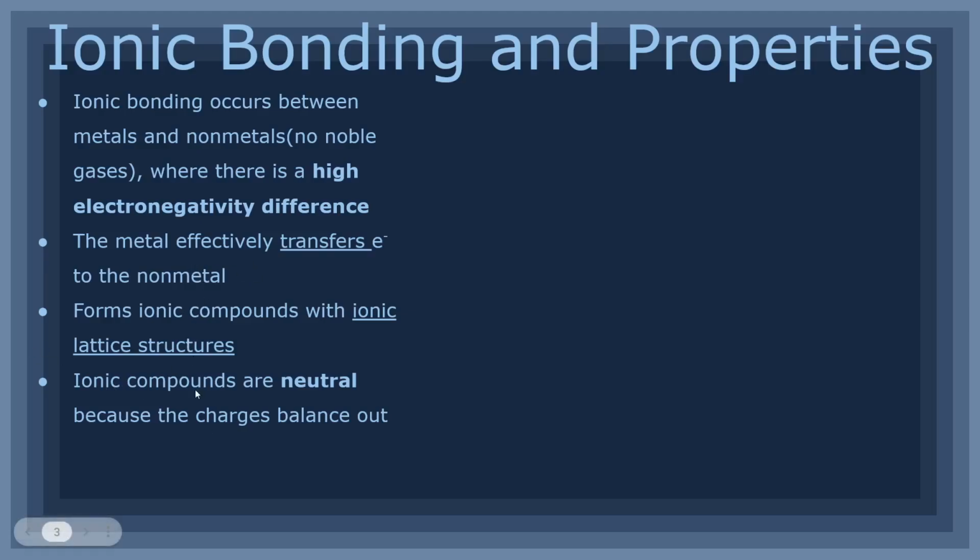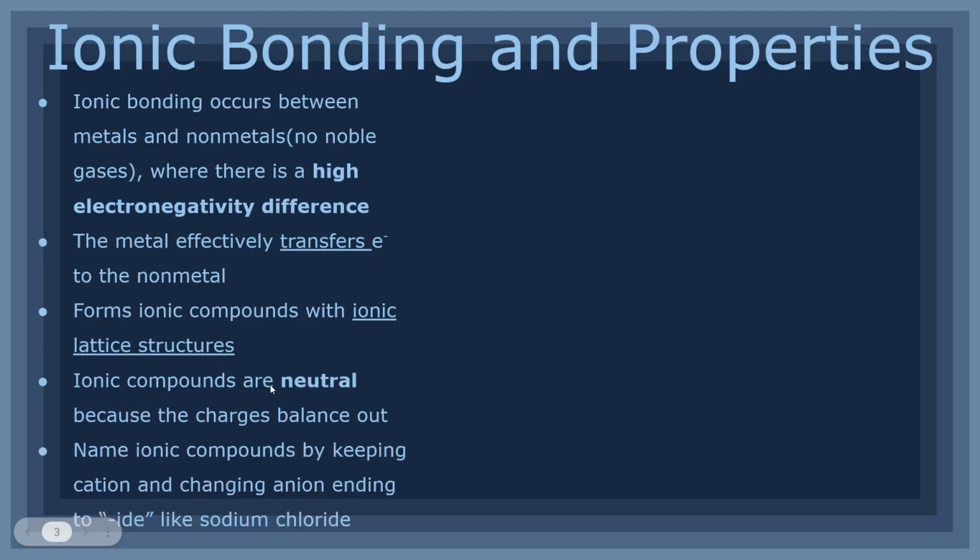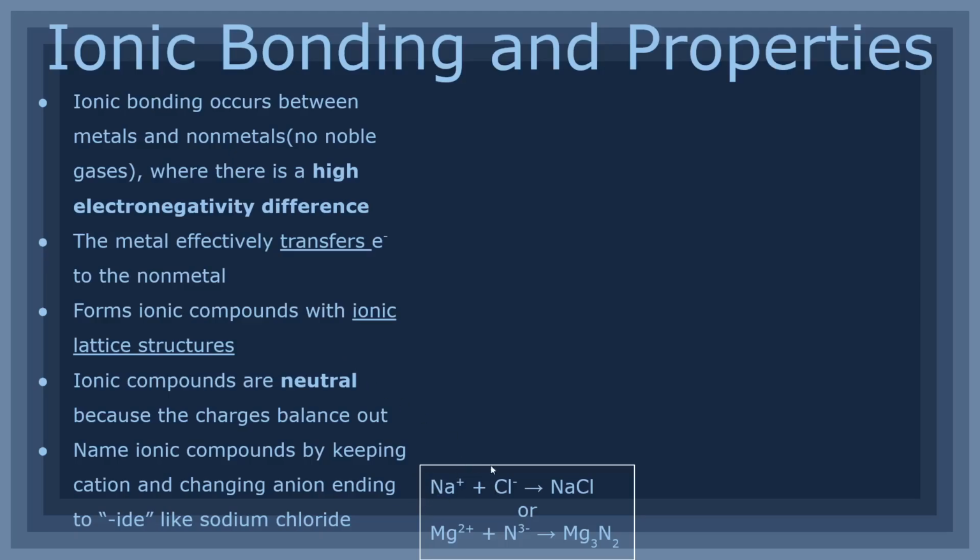Ionic compounds are neutral because the charges balance out, so while their components are ions and charged, the compound is not. You can name ionic compounds by keeping the name of the cation and changing the name of the anion to ending in "ide", like sodium chloride. So an example of how ionic compounds are neutral because they cancel out: Na+ and Cl- form NaCl, or another example, Mg2+ and N3- form Mg3N2.